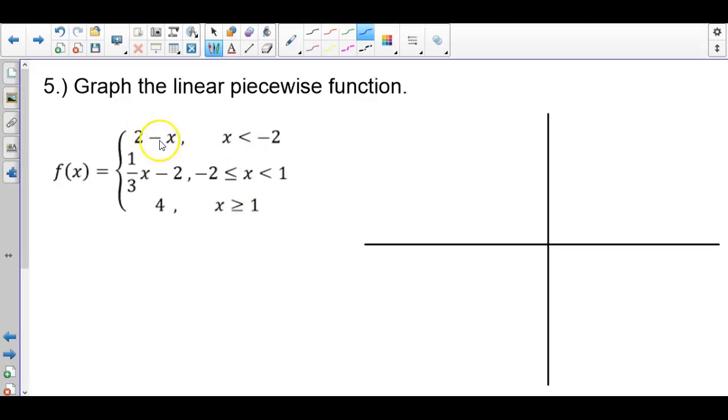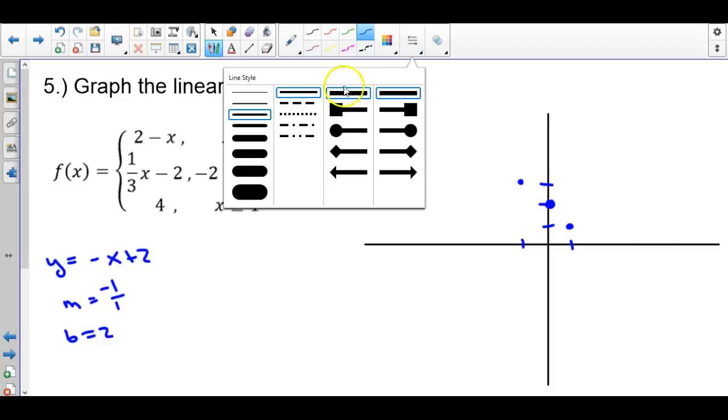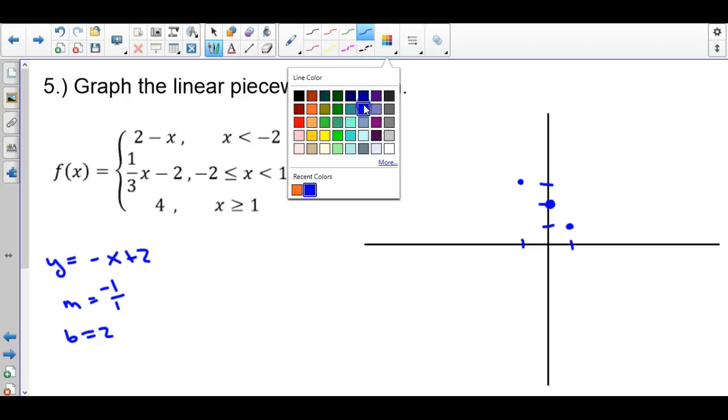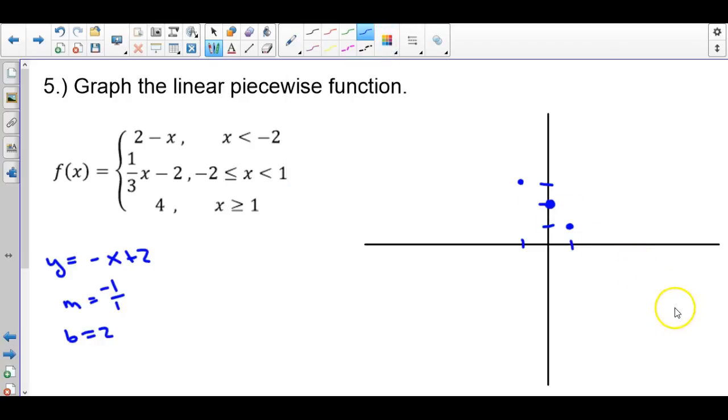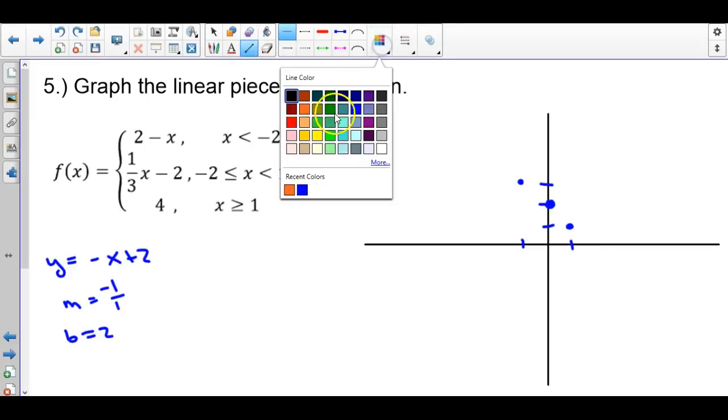So my first equation up here, if I were to write this in slope-intercept form, I would say y equals negative x plus 2. Okay, your slope would be negative 1 over 1, and my y-intercept would be positive 2. So what I'm going to do is graph that line using these characteristics of it. I'm going to start up 2 and put a point there, and go down 1 and to the right 1. And similarly, I could go up 1 and to the left 1. So I'm going to construct a line with those characteristics. And that's going to represent my first piece of this piecewise function.